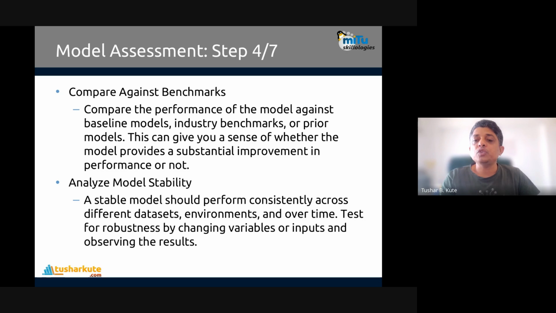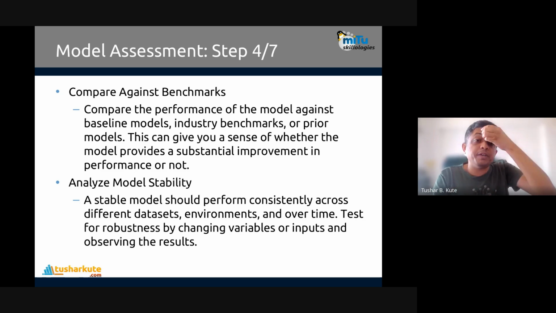Some baseline models are already present, and we can use these models for performing predictions. So we can compare the benchmark model's performance with your model's performance, and check how different the model performances are by this particular method. Then finally, step number 4 is done.